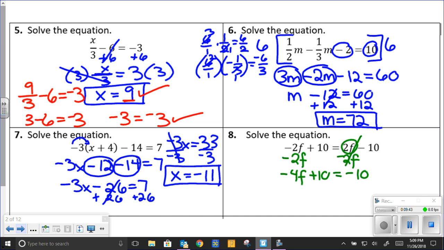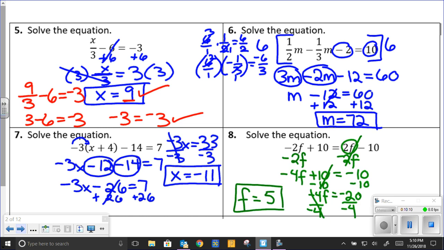All right, now I'm going to get rid of this plus 10 by subtracting 10. If I subtract from one side, I must subtract from the other side. Now I have a negative 4f is equal to negative 20. All right, now it's just a one-step equation here. I'm going to divide both sides by the negative 4. And a negative divided by a negative is a positive, so my answer is f is equal to 5, because again, 20 divided by 4 is 5, and a negative divided by a negative was a positive.